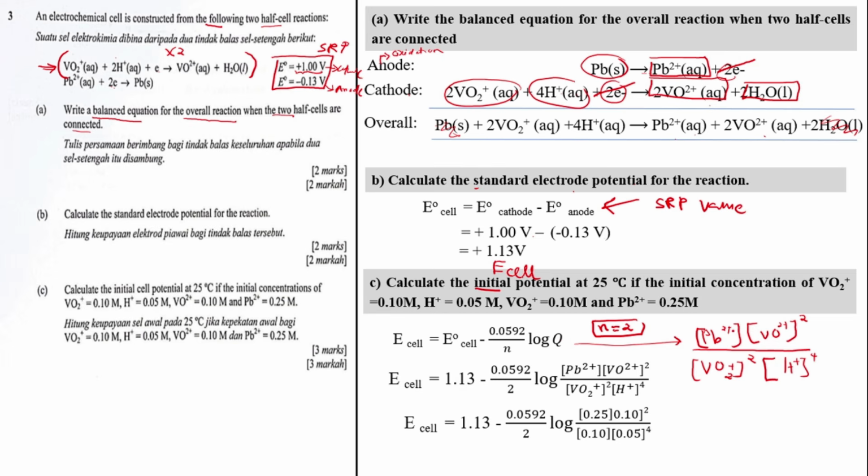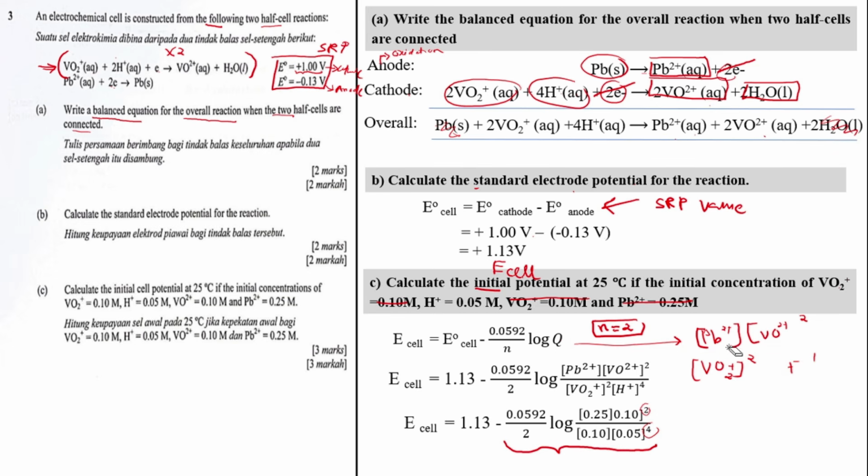So similarly, we're going to put it back. Log Pb2 plus is 0.25. Okay, correct. And then our VO2 plus is 0.1. Okay, correct. So our VO2 plus is going to be 0.1, correct. And then our H plus is 0.05. Okay, so don't forget the power, to the power of 2 to the power of 4 here. So you can calculate inside your calculator on this part first.